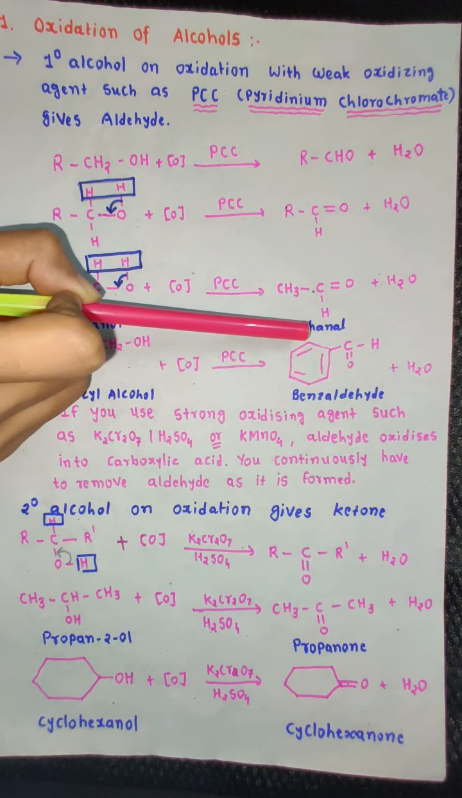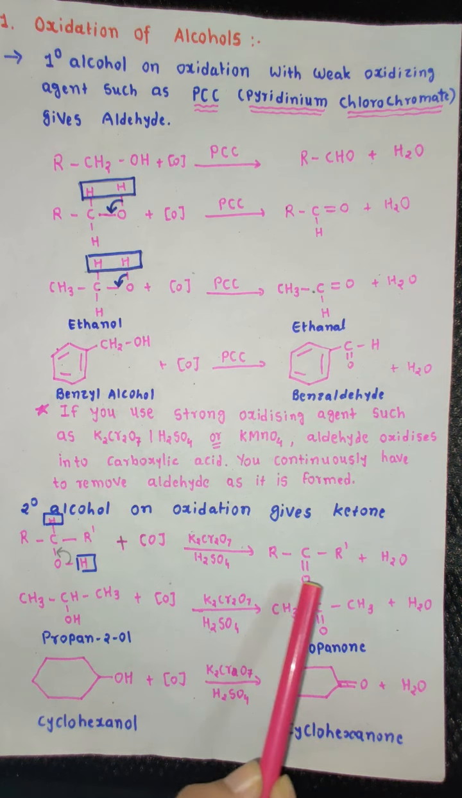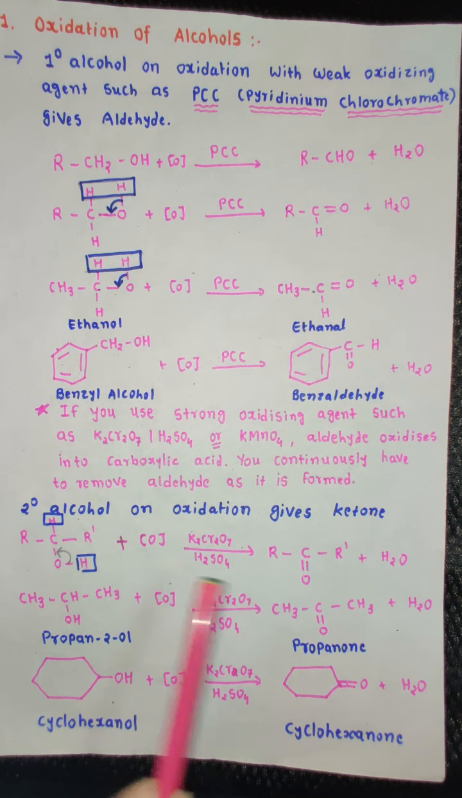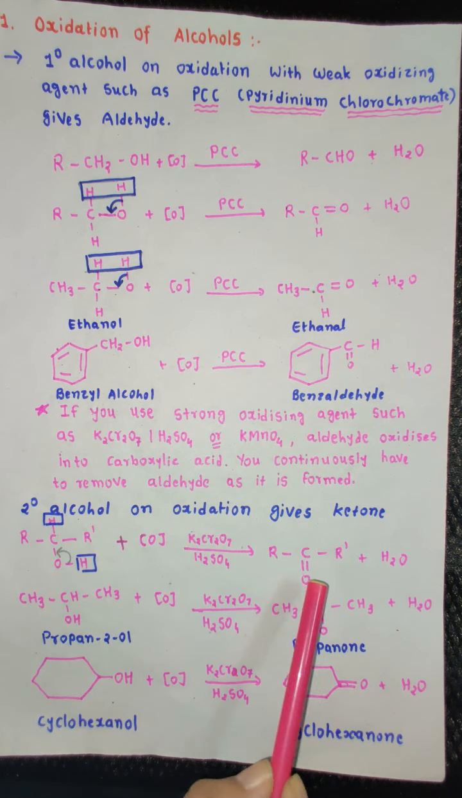What happens here also? As you can see, one hydrogen from the oxygen atom and one hydrogen from the carbon atom has been removed in the form of a water molecule. And this bond electron will once again shift between carbon and oxygen atom, and we will get this carbonyl group, and ultimately you will get this ketone. Okay, so keep this in mind. Secondary alcohol on oxidation gives ketone and primary alcohol on oxidation gives aldehyde.